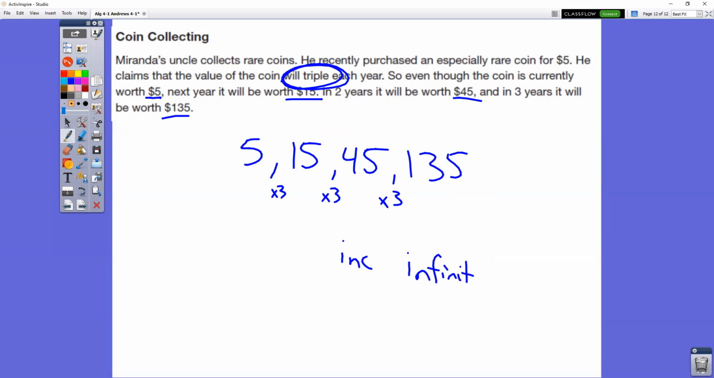Technically, this would be infinite again, all right? Now, is the coin going to keep on getting worth billions and billions and billions of dollars? According to this scenario, yes. Realistically, probably not, but it would be worth an infinite amount eventually, all right? Don't make this harder than what it is. You have to make sure that you read the directions and do what's being asked.